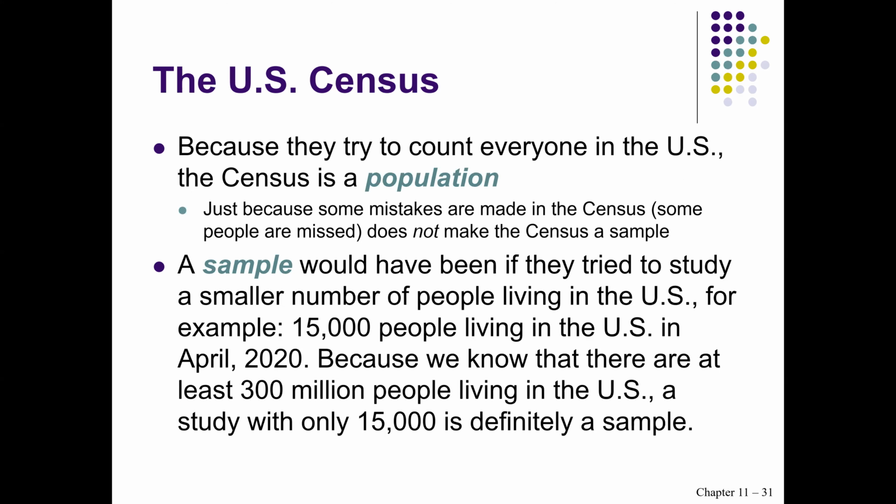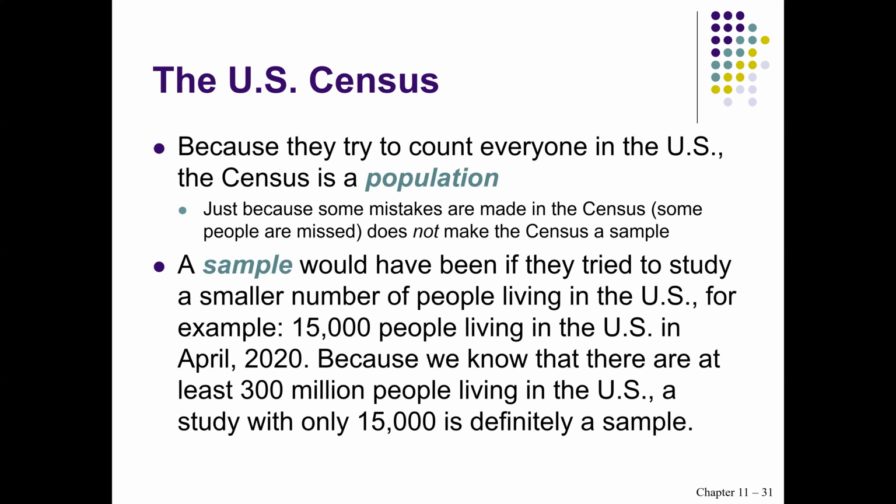So the answer is, because the census is trying to count everybody living in the United States, the census is a population. It is not a sample. There are mistakes that are made. Some people are not counted because they don't return their postcard. Other people are accidentally counted twice, maybe because they filled out the survey twice. But just because there are mistakes where some people are missed or some people are double counted, that doesn't make the census a sample.